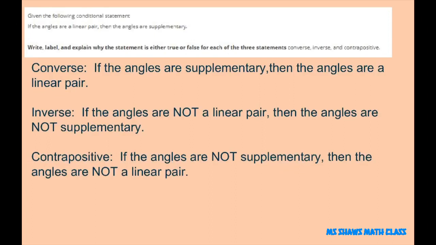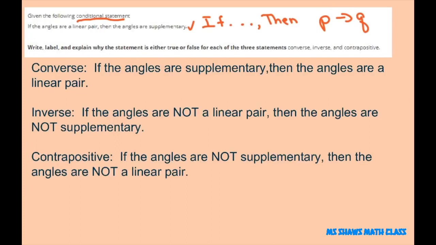So the conditional statement is an if, then. If, and then. And that was already given to you. And so that's if P, then Q.